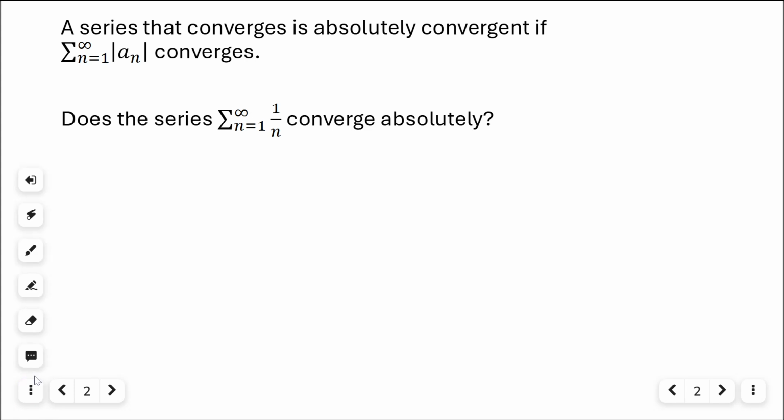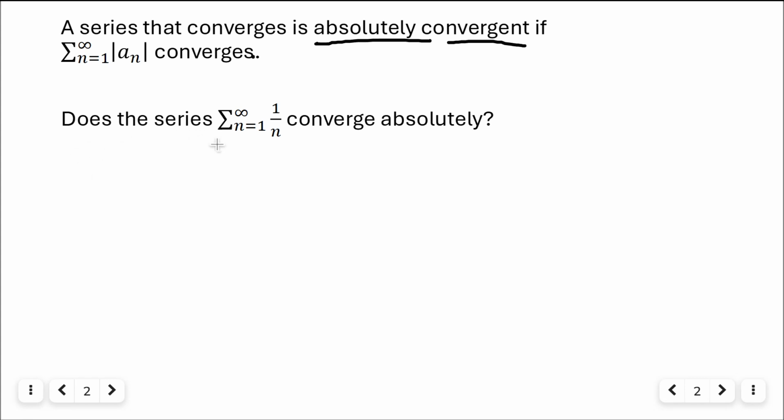Okay, so first things first, a series that converges is considered to be absolutely convergent if the absolute value of the nth term of that series converges. So again, think about that. A series that converges is considered to be absolutely convergent if the absolute value of the nth term converges. Absolutely convergent, absolute value of the nth term converges. See what we did there? Hopefully.